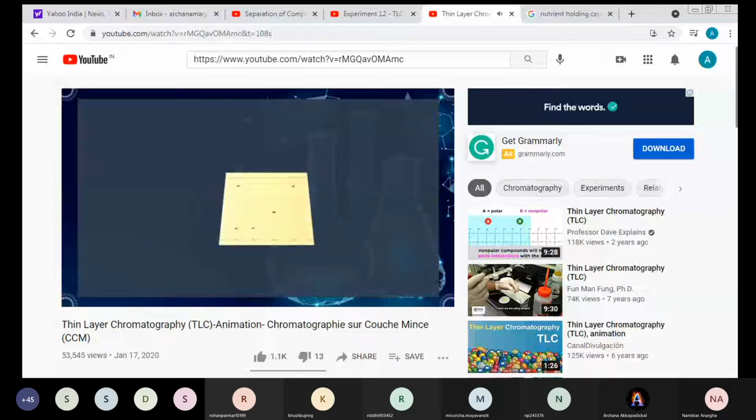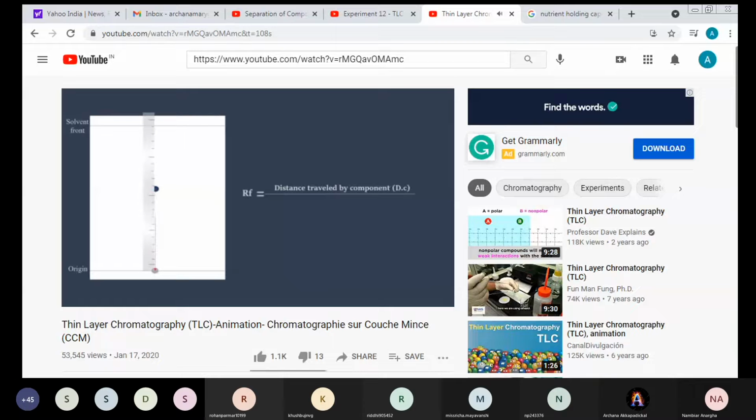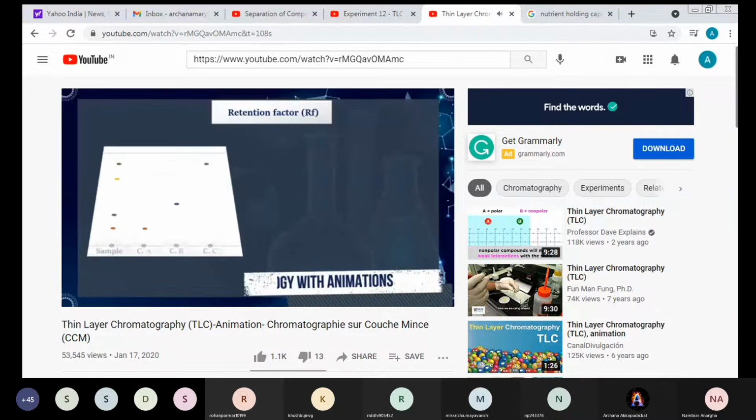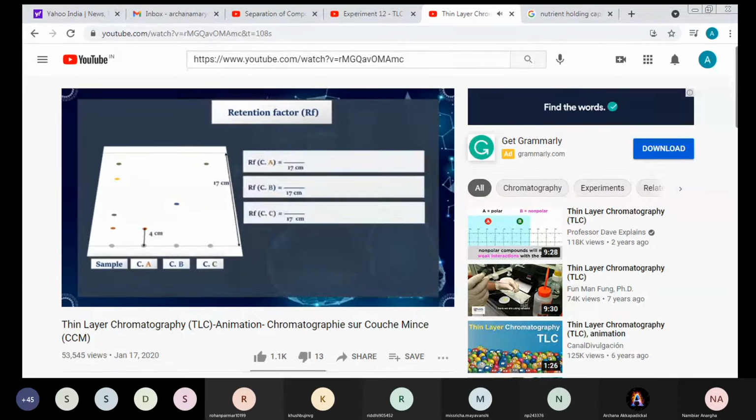Once visible, the RF value, or retention factor, of each spot can be determined by dividing the distance the compound traveled by the distance the solvent front traveled, using the initial spotting site as reference. A compound with a lower RF tends to have more polar functional groups than a compound with a higher RF. Based on the RF values, compound A is the most polar, and compound C is the least polar. The retention factor of the spots in the mixture is determined and compared with those of the known compounds. In this, we found presence of the compound A and the compound C.